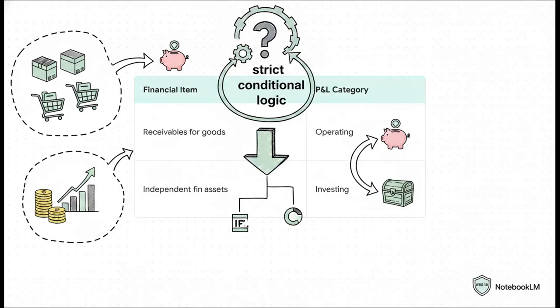You've got to apply strict conditional logic here to get this right. For instance, if an item relates to receivables for your main goods and services, then you classify it as operating, and it goes directly to the P&L operating category. But if you have financial assets generating an independent return, say a standalone investment portfolio, then it bypasses the operating section entirely and lands in the investing category. You always have to look at the economic substance.